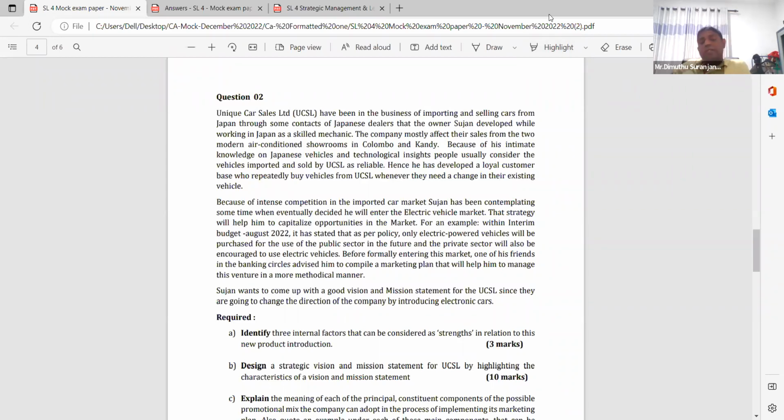Now, if you look at the requirement here, first you have to identify 3 internal factors that can be considered as strengths in relation to these new product introductions. They are going for a new product introduction. So it tests your knowledge of SWOT analysis. You identify 3 strengths. Then design a strategic vision and mission statement for UCSL by highlighting the characteristics of vision and mission statements. Your knowledge of the characteristics of vision and mission is tested.